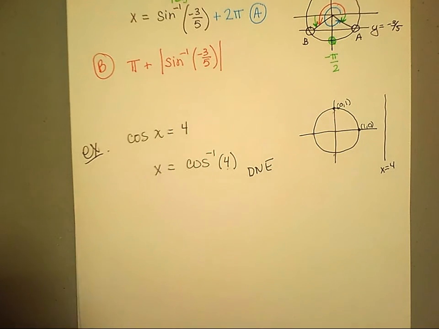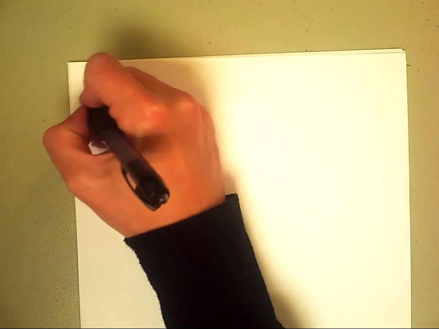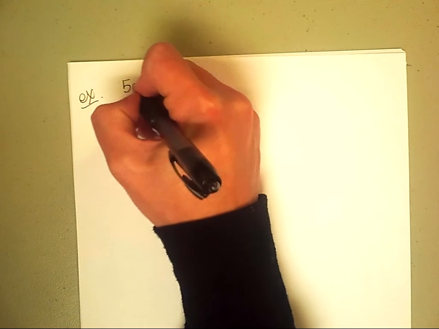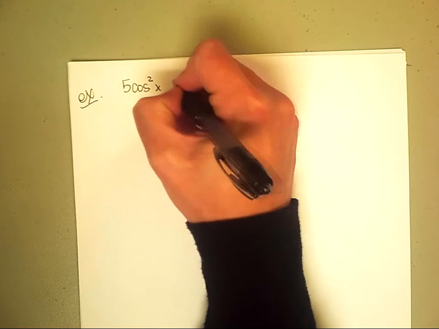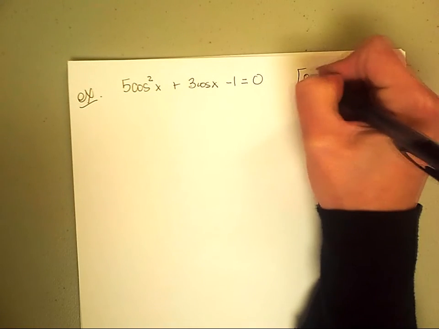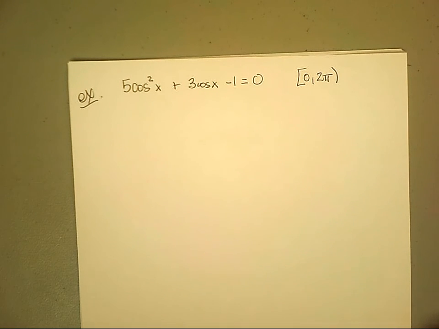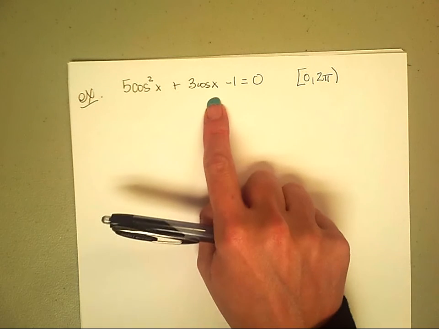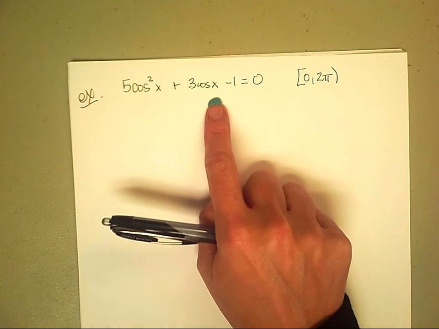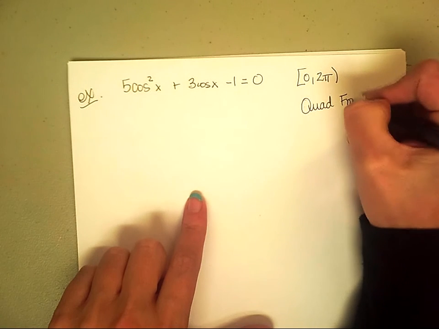Alright, let's do one last one that pulls everything together. Let's make it 5 cosine squared of x plus 3 cosine of x minus 1 equals 0. And we'll do it on 0 to 2 pi. And remember, we're not going to be using a calculator. Turns out that this function is not going to factor, but it is quadratic. This is a quadratic form.